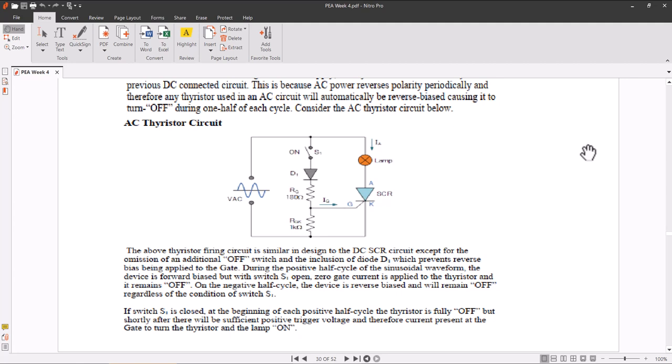On the negative half cycle, the device is reverse biased and will remain off regardless of the condition of the switch S1. If switch S1 is closed, जब आप S1 को close करेंगे at the beginning of each positive half cycle, the thyristor is fully off, but shortly after which there will be sufficient positive trigger voltage and therefore current present to the gate to turn the thyristor and lamp on.